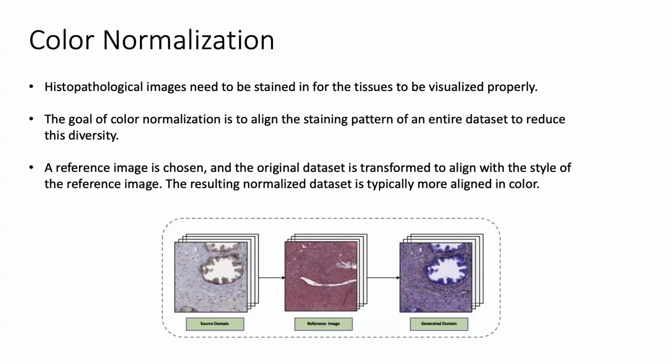With color normalization, the color pattern of a reference image is transferred to a source data set, and the result is a normalized data set that is generally more aligned in color.